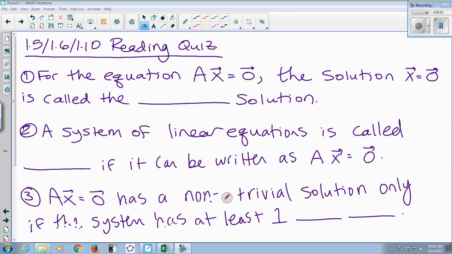So for the equation ax equals 0, it always has a solution x equals 0, right? When you multiply something by 0 and you get 0, right? So 0 is always a solution, so we call it the trivial solution.